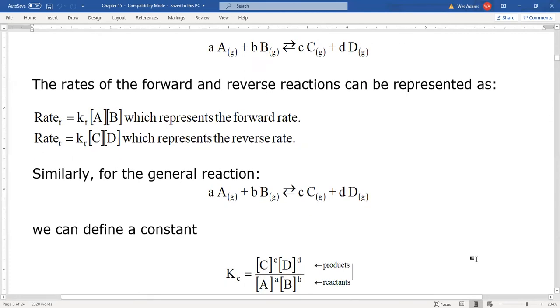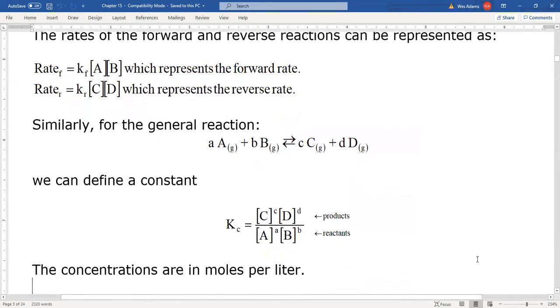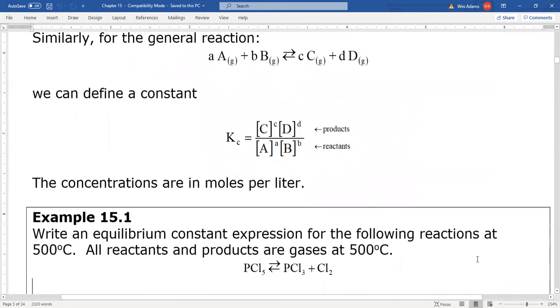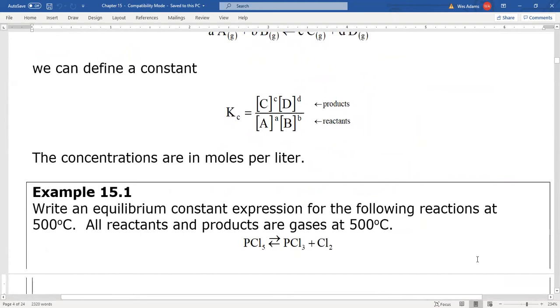And so if we get to that point, we can define a constant called the equilibrium constant. This is based on molar concentration. We'll talk about other systems in another video. But we have the concentration of the products over the concentration of the reactants, where the exponents are the stoichiometric coefficients of each reactant and product. This gives us a functional form for the equilibrium constant, but it will be different for every reaction, and so we have to write it differently. Concentrations, again, are in moles per liter.